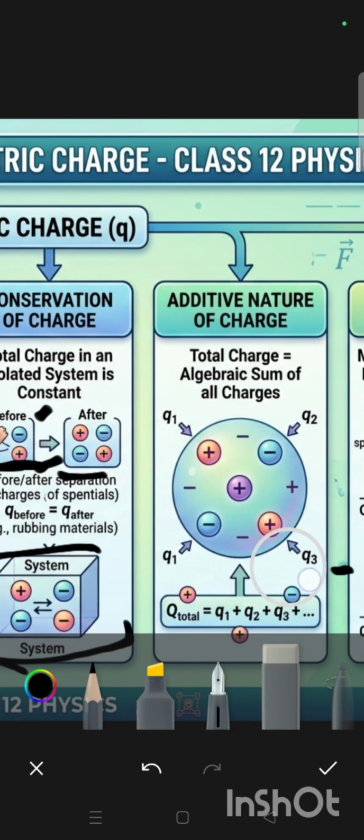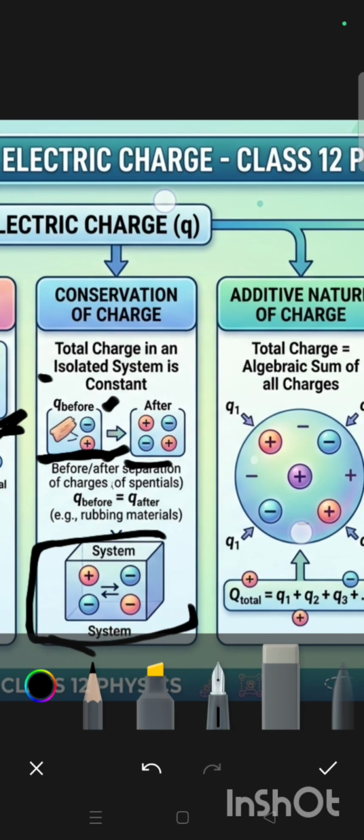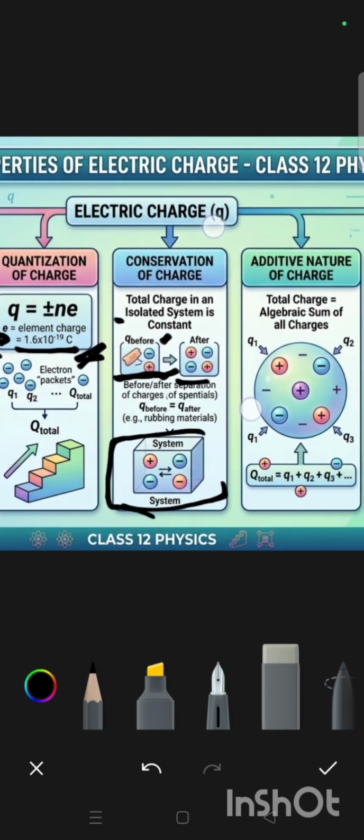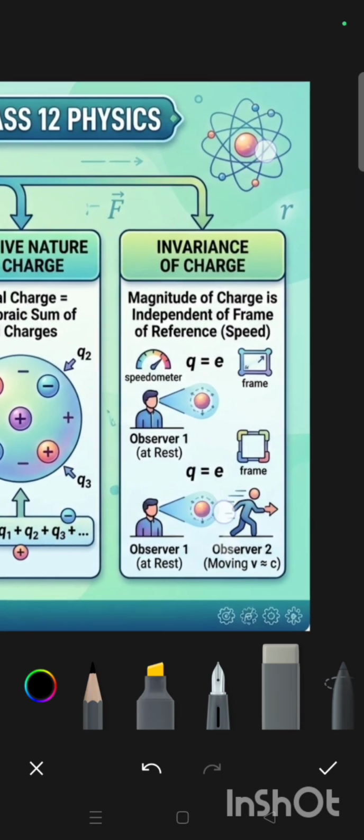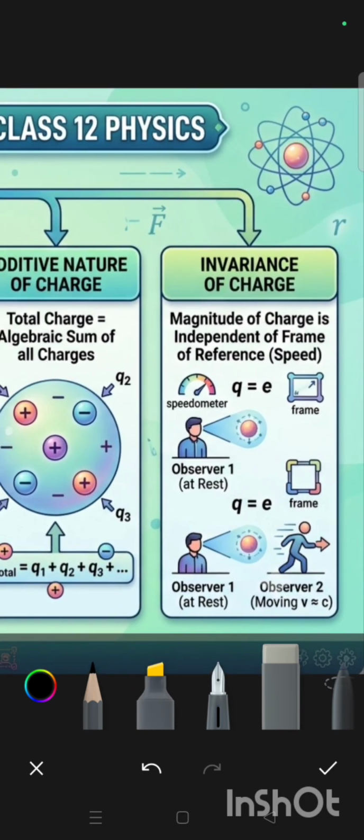Okay, fine. These are the main 3 properties: quantization of charge, conservation of charge, and additive nature of charge, in the electric charges and fields chapter, the first chapter of class 12 physics. There is another property, that is invariance of charge, which is not given in the NCERT, but let's understand. Having more knowledge is an advantage to us.